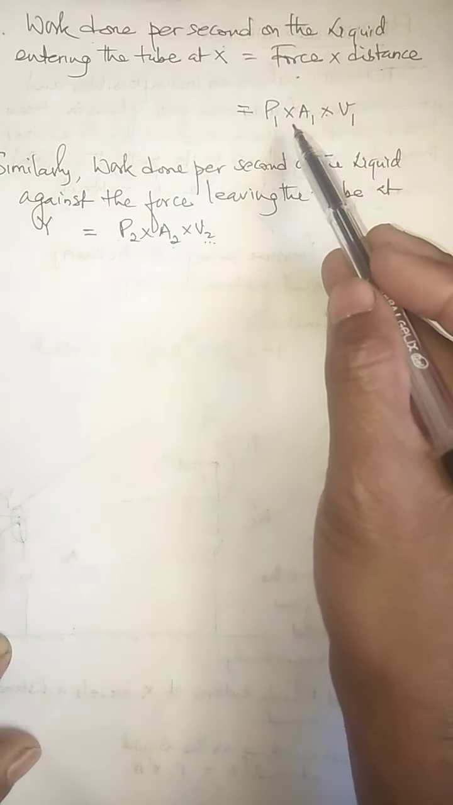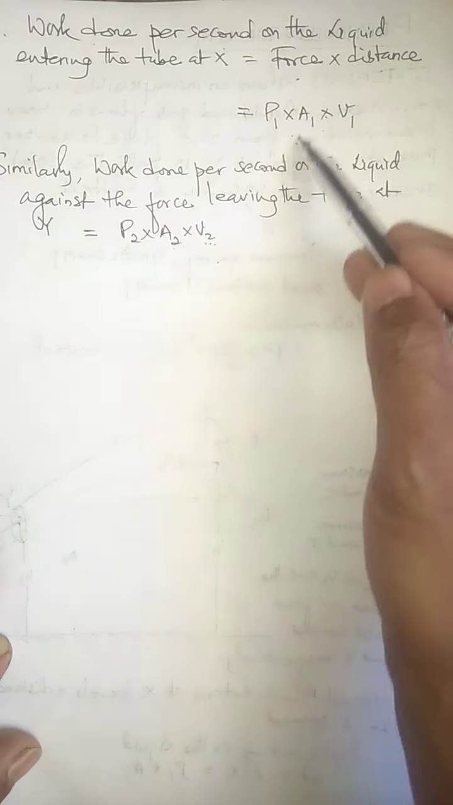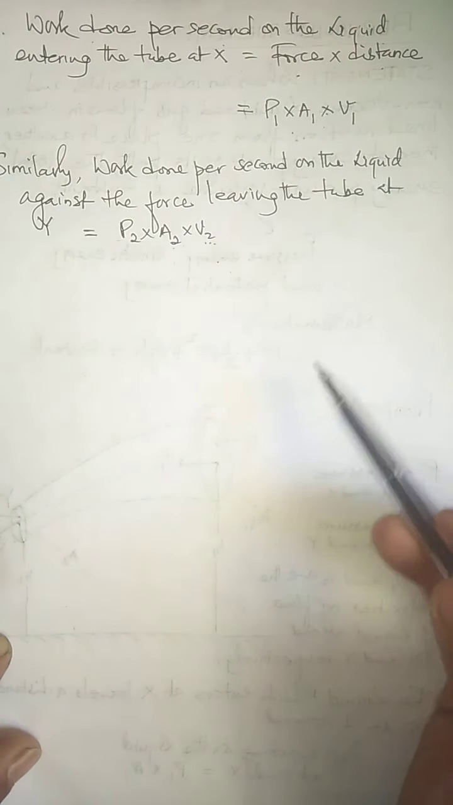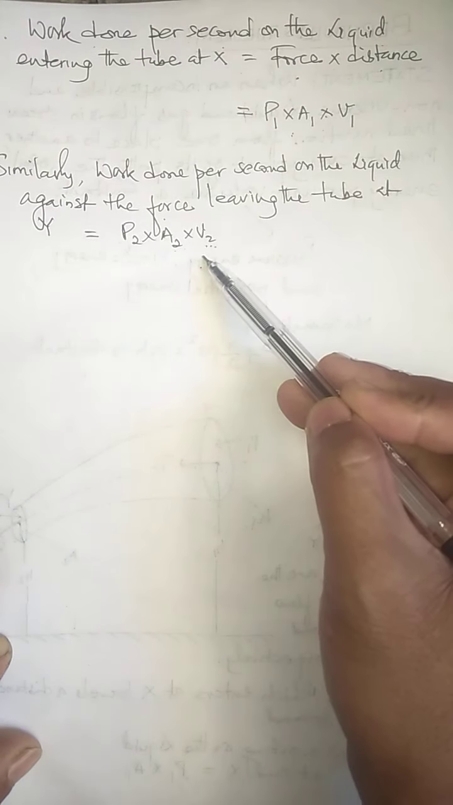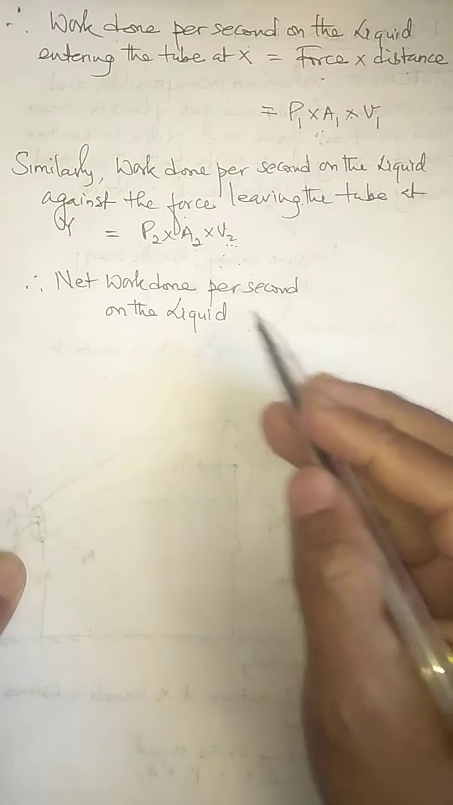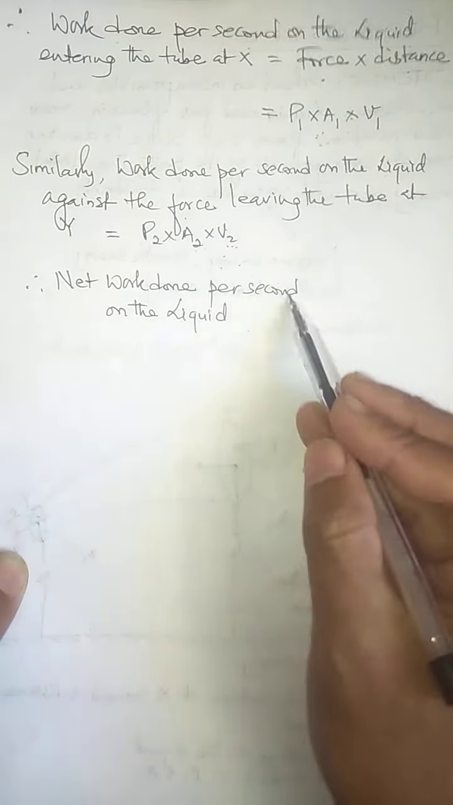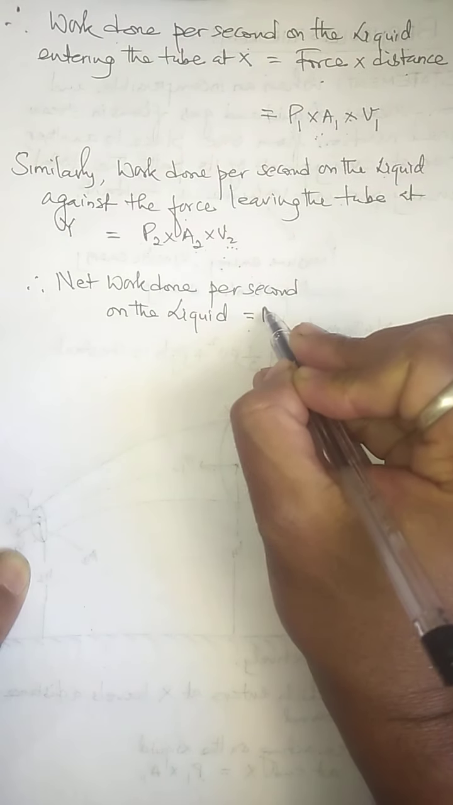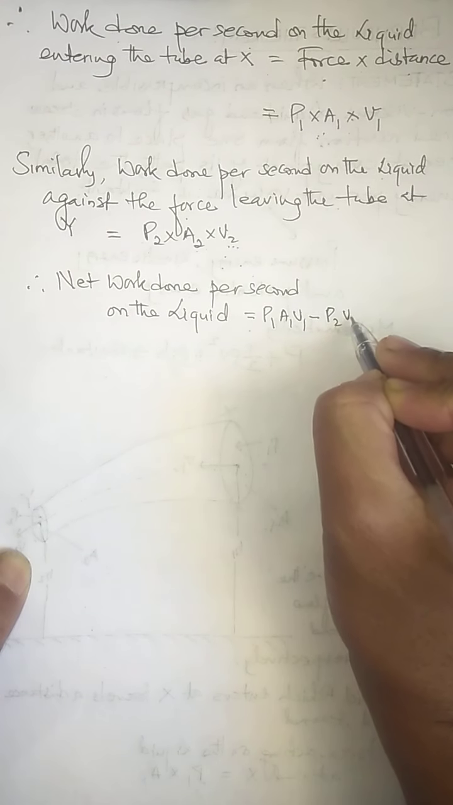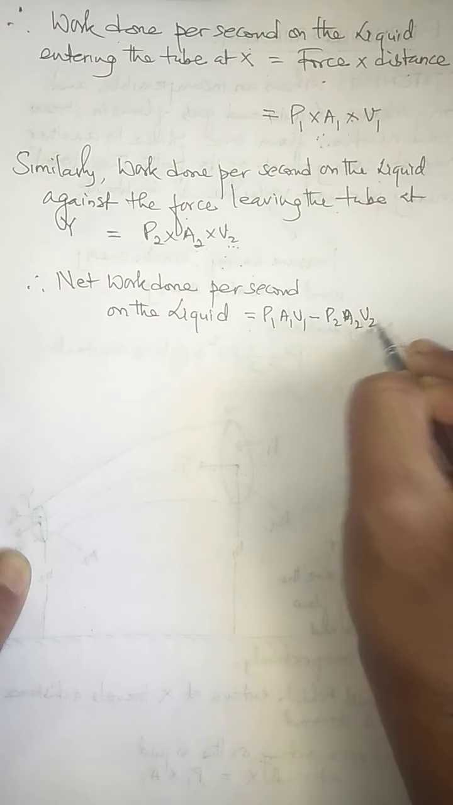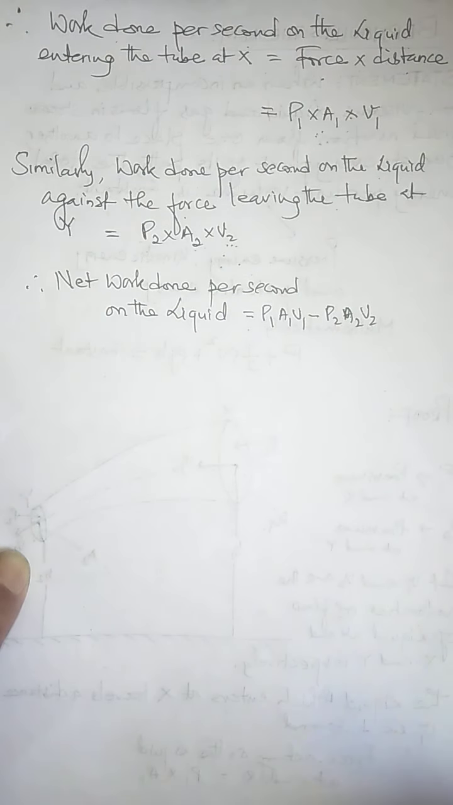So these are the two work done per second on the liquid entering and leaving at X and Y respectively. So under this case what do we do? We calculate the net work done. But children, remember this is the positive work done and this is the negative work done. So the net work done is always the positive work done minus the negative work done, because this work done is against the force and this work done is by the force. So, as I said already, I will calculate the net work done, and the net work done per second on the liquid is equal to P1 A1 B1 minus P2 A2 B2. So this difference of two work done means the net work done.